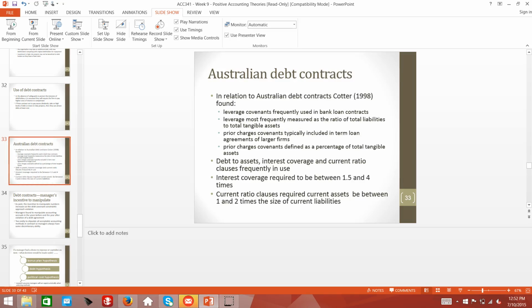might choose to do. So Cotter in 1998 found that leverage covenants are frequently used in bank loan agreements, bank loan contracts. They're contracted to have their debt and equity ratio at a particular level. Prior charge covenants are typically included in term loan agreements of larger firms, requiring the bank to be paid back first. Debt to assets, interest coverage and current ratio clauses are frequently in use. And interest coverage is required to be between 1.5 and 4 times the interest bill.